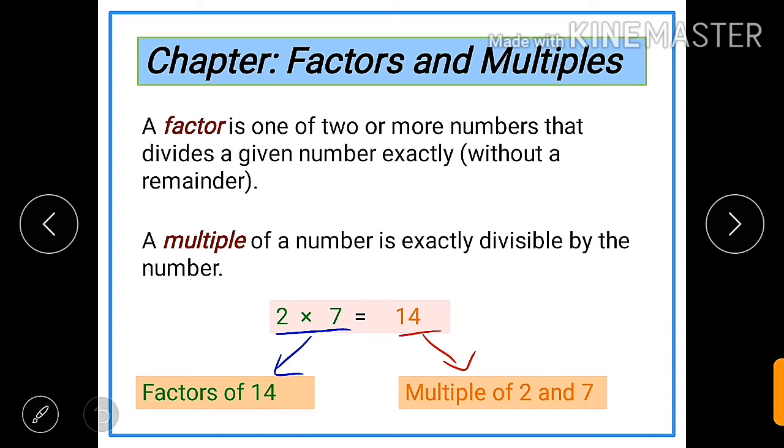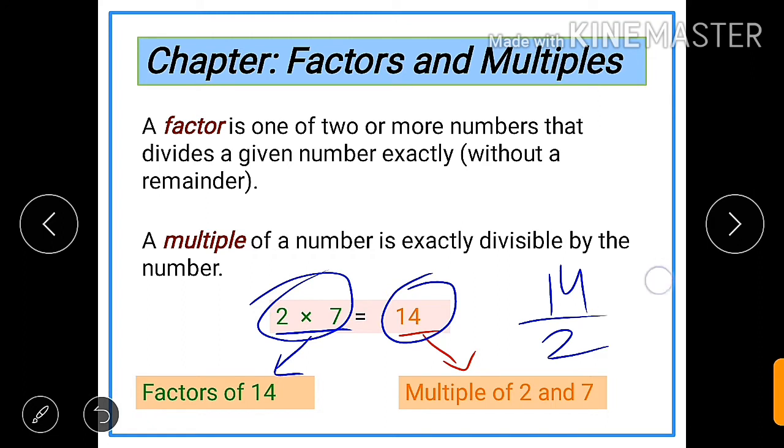Now let us go through the definition of a multiple. A multiple of a number is exactly divisible by the number. Let us clear this with an example. Let us take the same example, that is 2 into 7 equals 14. Here 14 is a multiple of 2 and 7. Why is 14 a multiple of 2 and 7? Because this 14 is exactly divisible by 2 and it is also exactly divisible by 7.